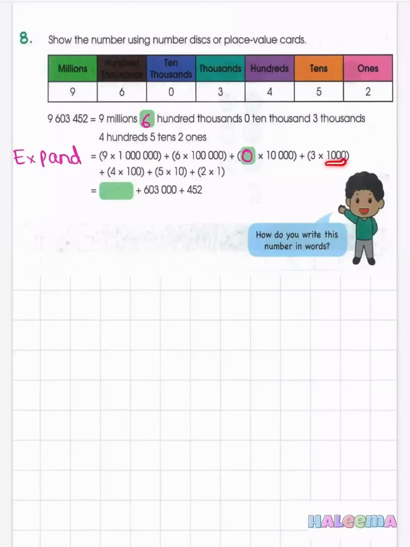3,000s as written here, 4 hundreds, 5 tens, and 2 ones. Let's fill in the blank. First, let's write down the number 9,603,452. Remember, first we used to divide the number into hundreds and thousands, but here we're also going to divide it into millions.